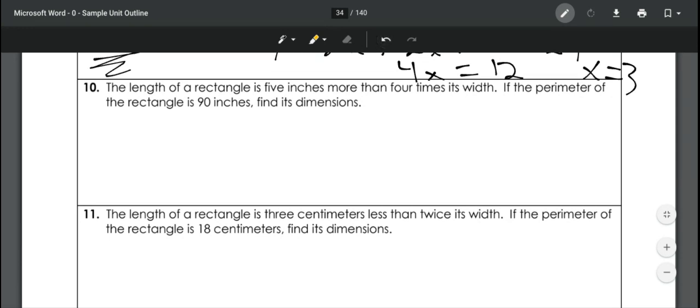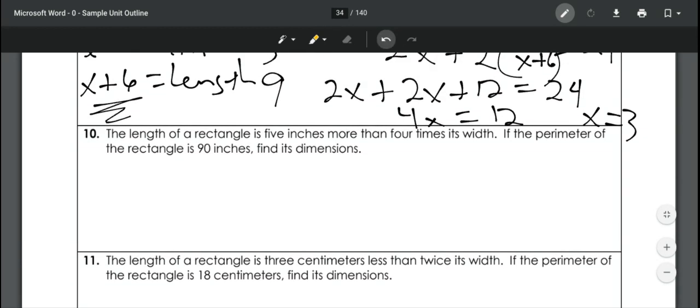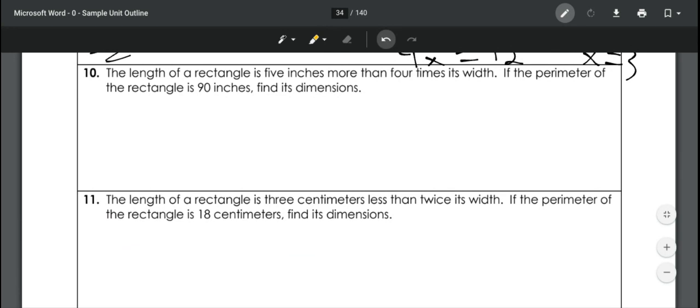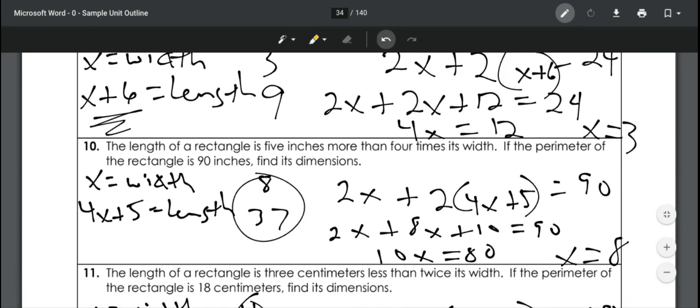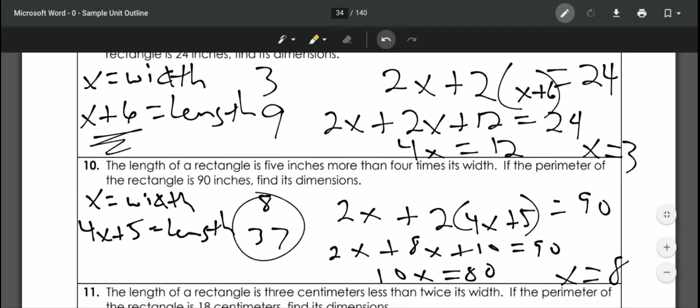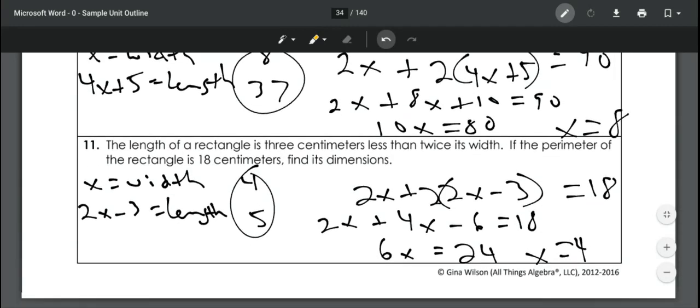Okay. After Mr. E interrupted us, I'm going to have you pause it and try to do 10 and 11 on your own, and then I will come back and show you mine. Okay, so number 10, you should have gotten 8 and 37. So take a look if you need to pause it to see what I wrote. And 11, you should have gotten 4 and 5.